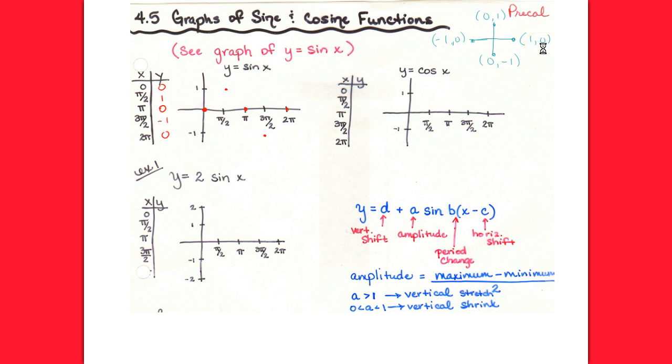Now, as long as I remember to connect this with a smooth curve, I don't want to make straight lines and make it look like a zigzag. I need to remember that this is a curve. As long as I know what that basic shape looks like, then I can connect this with smooth curves and make it look normal. All right, let's try the cosine curve doing that same thing.